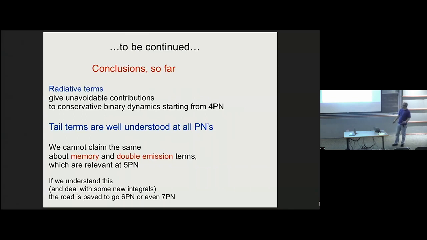So these terms, they are there. We must compute them. At 4PN they are okay. At 5PN we would like to have them. And the tail terms are, I would say, completely okay, completely understood. These memory and double emission terms are likely not yet.